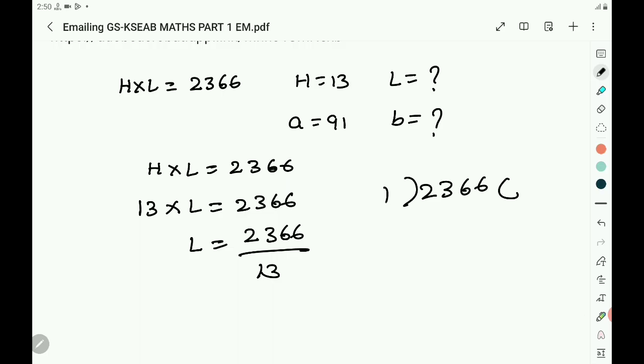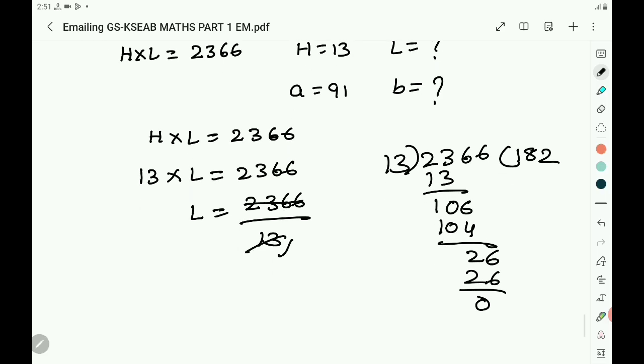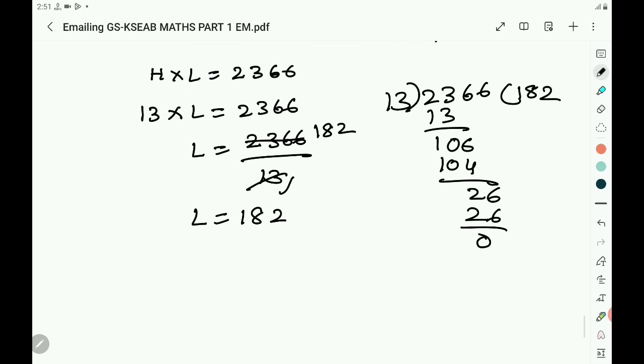Then you divide 2366 by 13. 13 ones are 13. 23 minus 13 is 10. Take this 6 down, 13 eights are 104. 106 minus 104 is 2. Take this 6 down, 26. 13 twos are 26. L equals how much? 182. Therefore you take LCM equals 182.